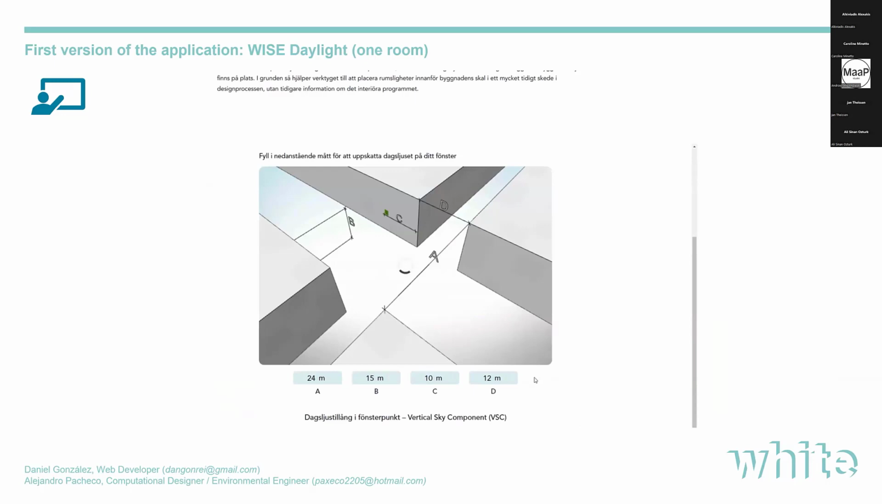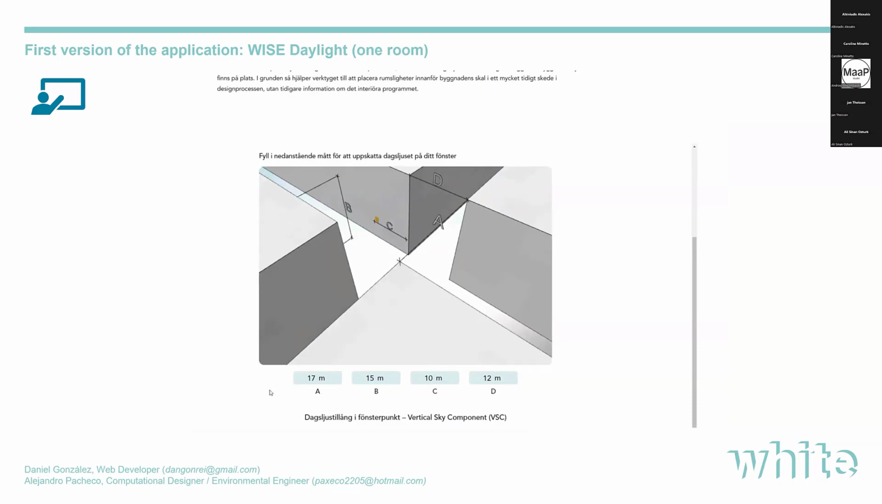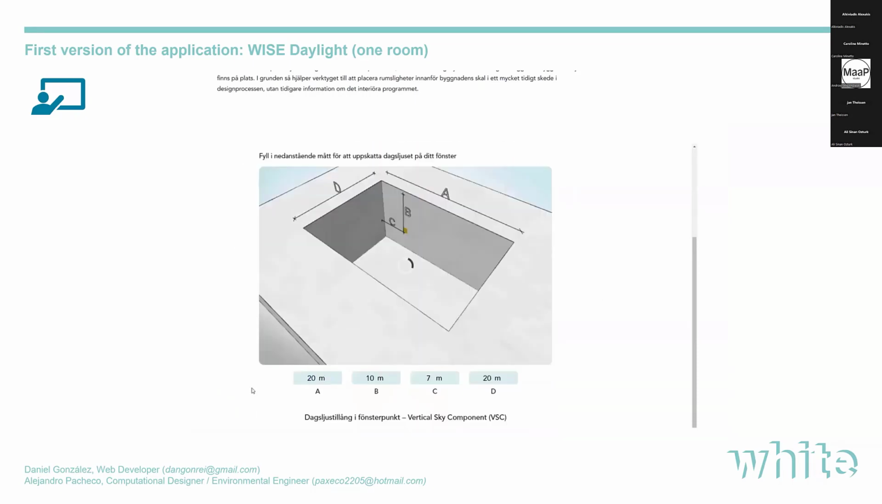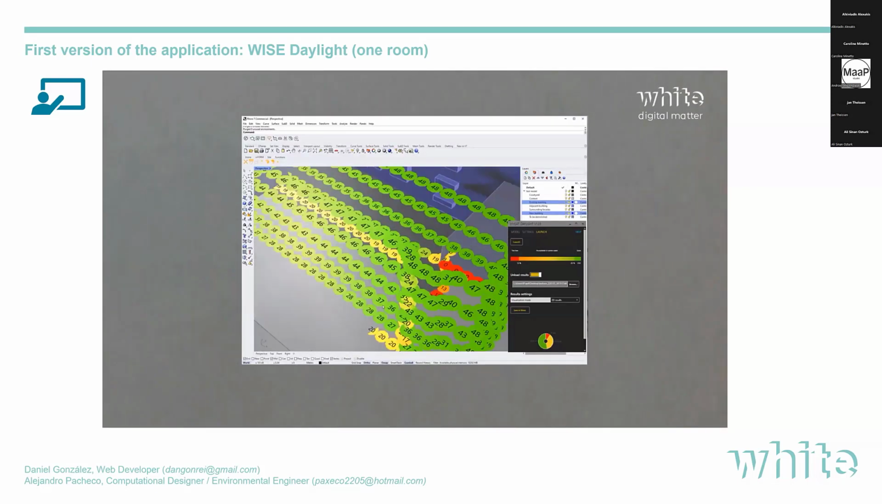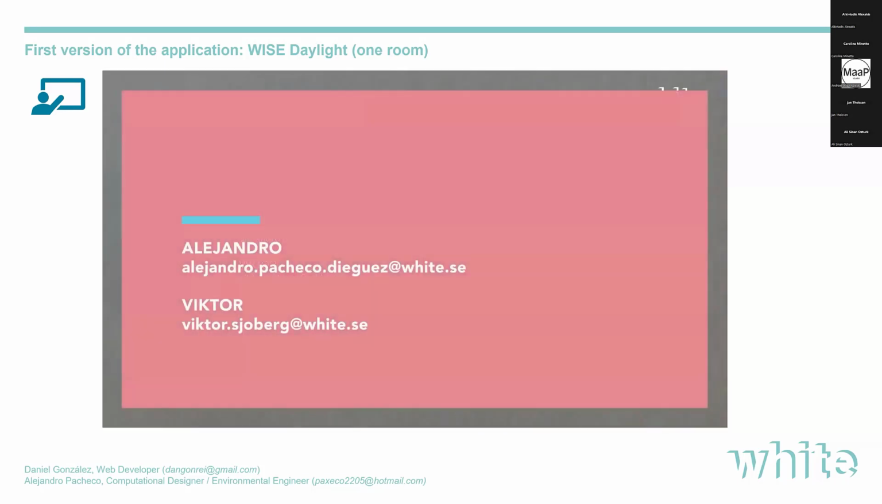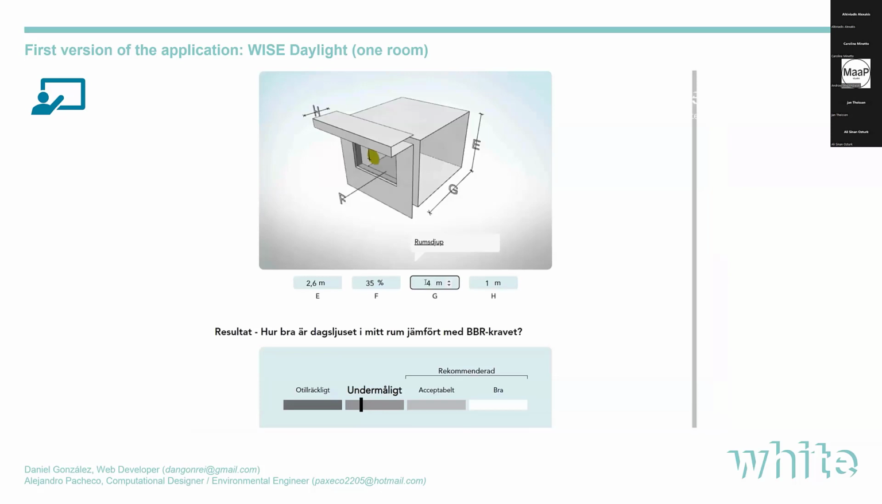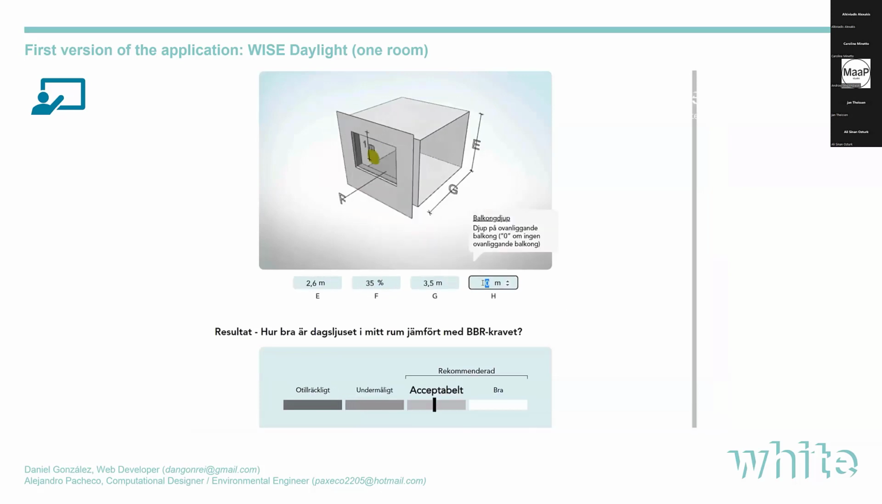Defining, for example, the width of the street, the height of the building in front, and so on, if it's a street. Or if it's a courtyard, the dimensions of that courtyard. And for more complex configurations, the user can calculate the vertical sky component himself and just introduce it manually. And then the user sets the internal geometrical parameters of the room: the height, the depth, the window size, or the balcony, if there's a balcony.